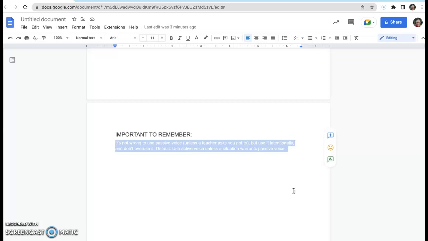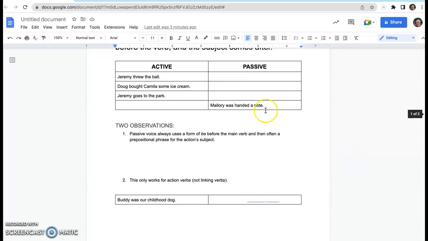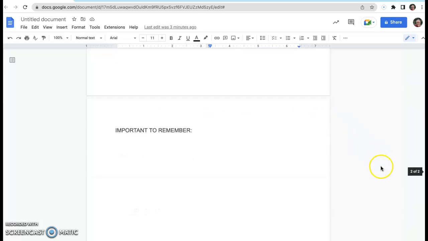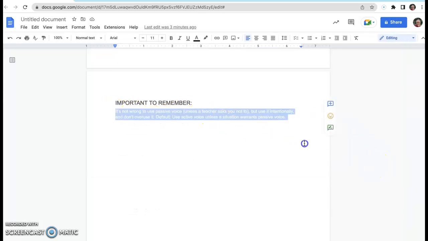Essentially, the reason why we might want to use passive voice is to better emphasize a certain word over another. And so I may be wanting to put emphasis on Mallory as far as talking about Mallory. And so I say Mallory was handed a note rather than saying someone handed Mallory a note. In this case, I'm just going to say Mallory was handed a note. And so generally, we want to think of using the passive voice as an intentional exception to the status quo, the standard, which is going to be active voice.